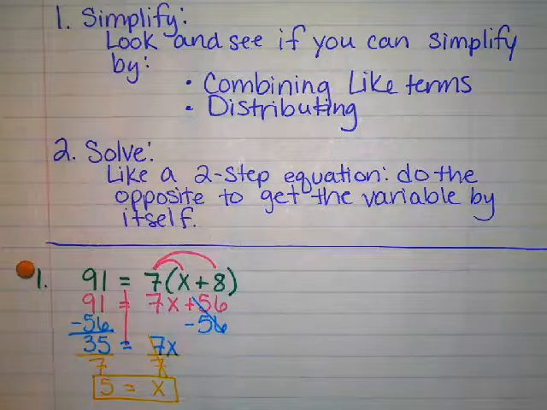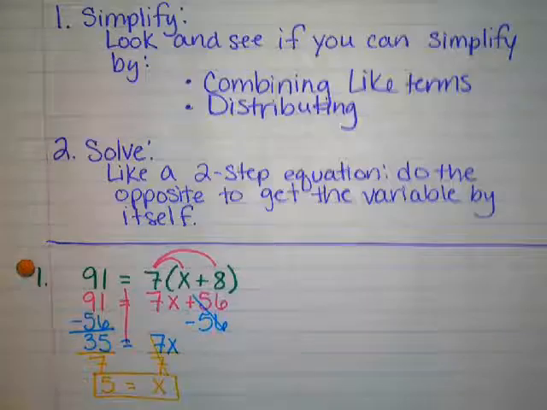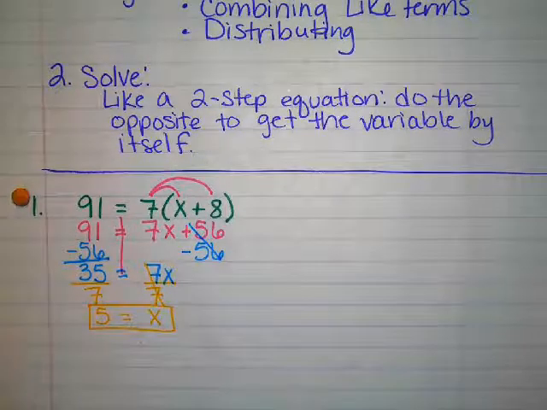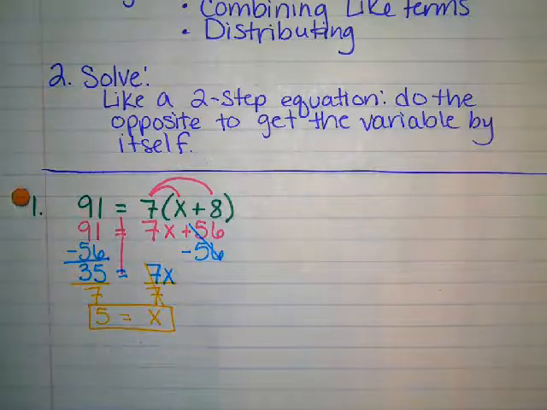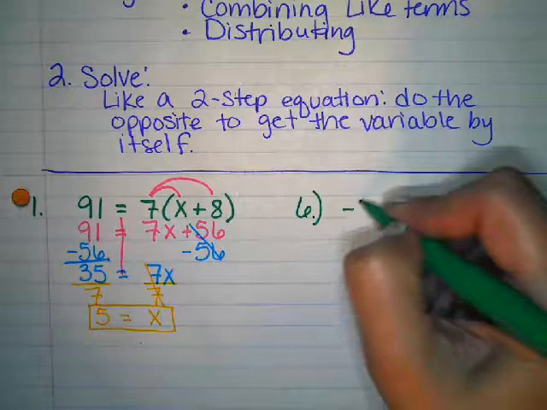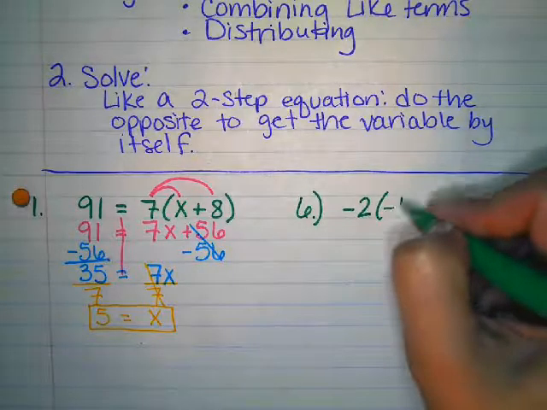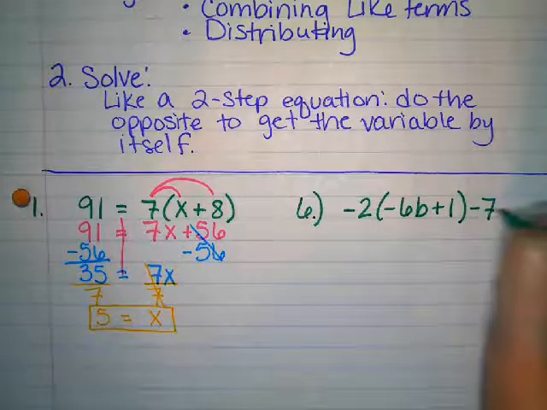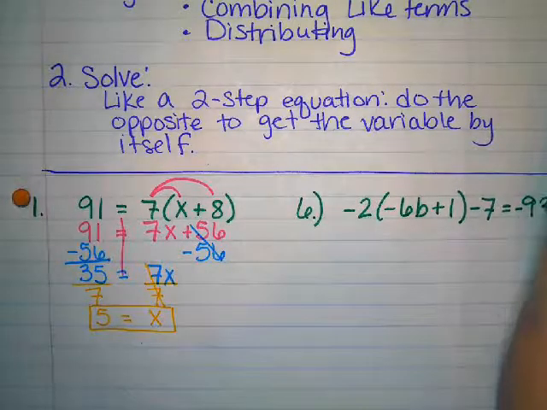Now we're going to skip down on your worksheet to number 6 because it's a little bit different. It has one more step to it that we didn't see in number 1. So in number 6, we have negative 2 times (negative 6b plus 1) minus 7 equals negative 93.